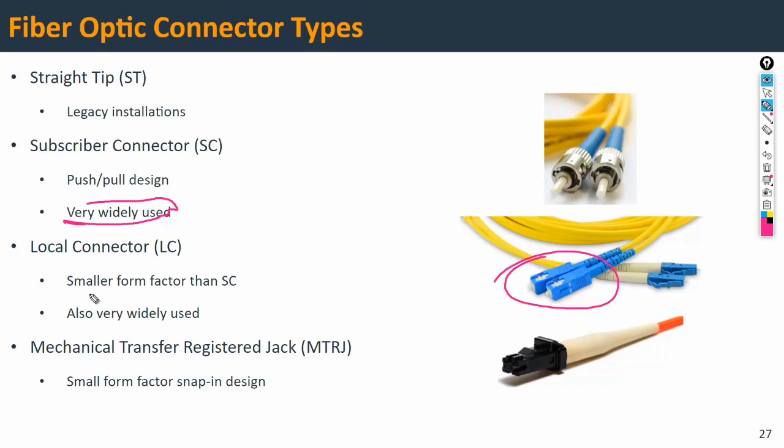The LC connector is used, which has a smaller form factor, but it is generally used where the transmitter and receiver are different. This type of connector is called the MTRJ connector, used in a very limited format.